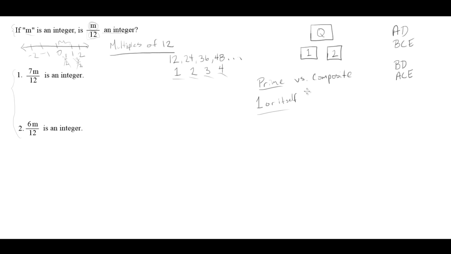A composite number, on the other hand, is a number that is composed of primes. Okay. So we may have recalled something about primes from our previous educational experiences, but can we list them off the top of our head? Maybe, maybe not.